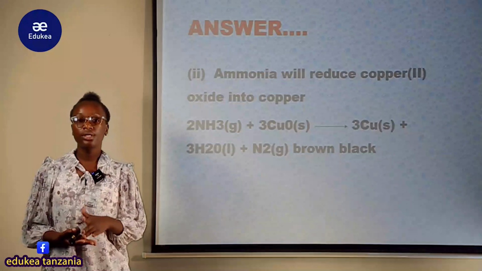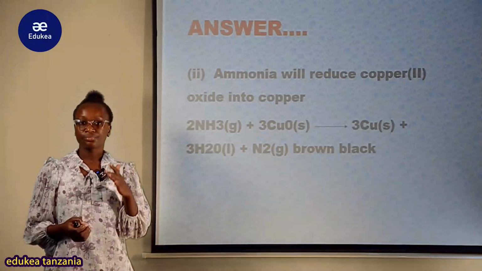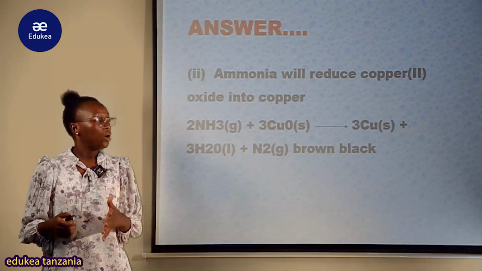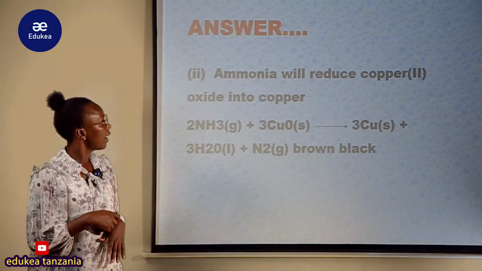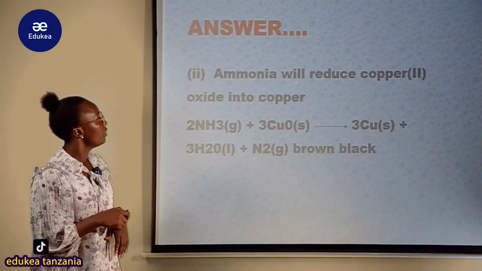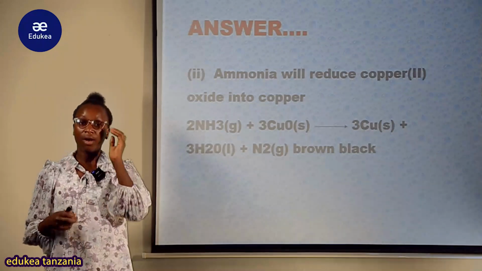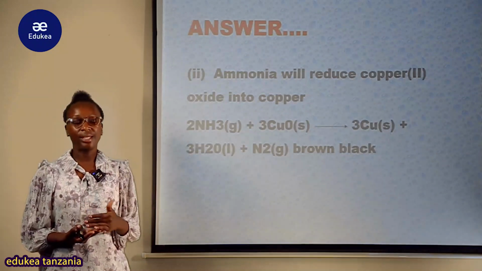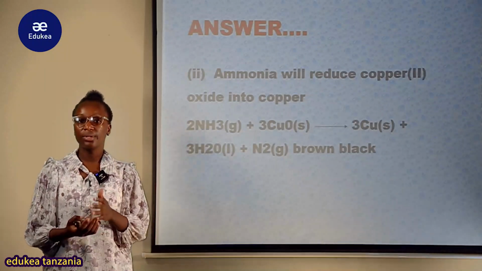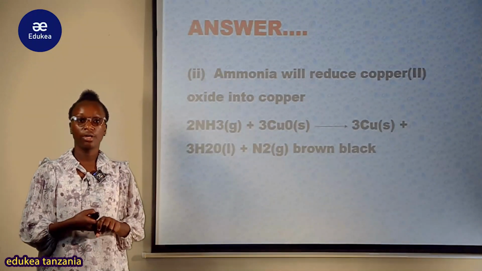zote. But Roman 2 it is about reaction between ammonia and copper 2 oxide. Therefore, what will happen? What will be observed, and what is the chemical reaction? So ammonia will reduce the copper 2 oxide into copper. Kwamba ulipewa compound ya copper 2 oxide, then ukaambiwa kwamba ammonia ikireact na copper 2 oxide, what will happen, what will be observed, and after there you have to provide the chemical equation.